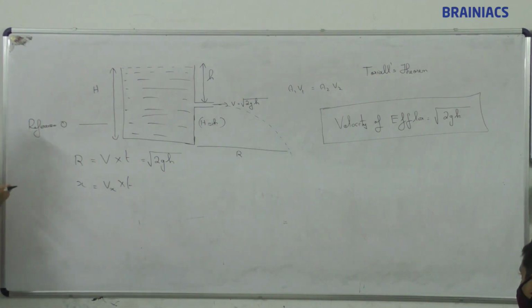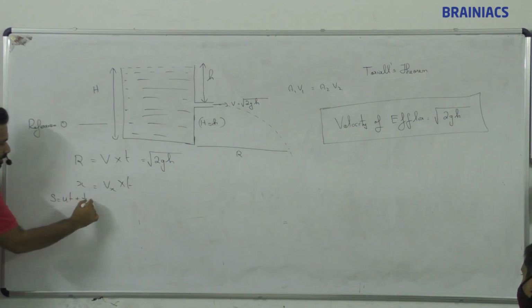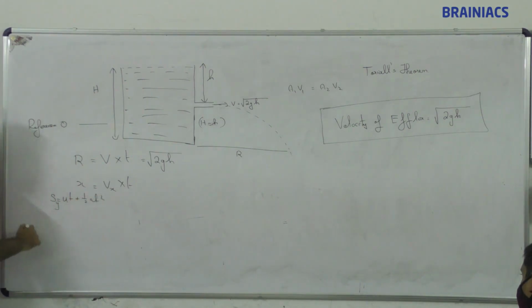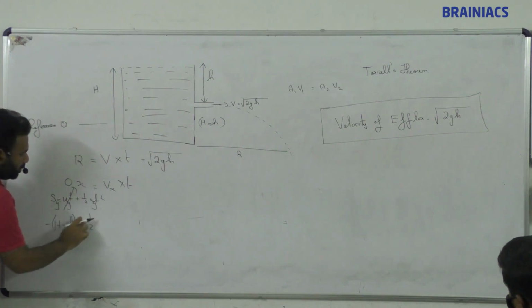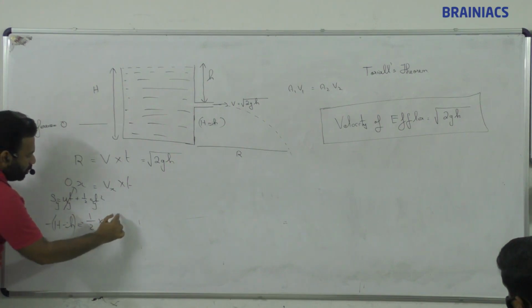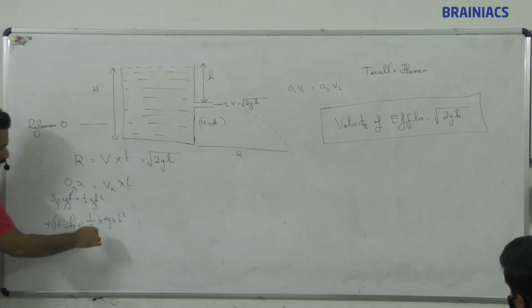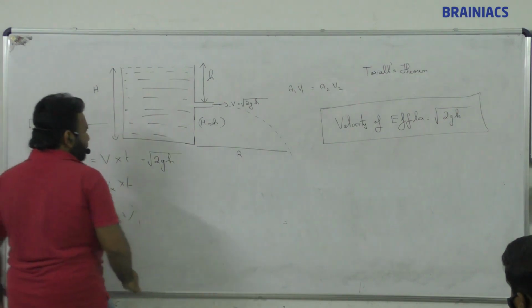Just like previously we have said, S is equal to ut plus half at square, Sy is equal to uy t plus half ay t square. No vertical component of velocity initially. So Sy will be what? H minus h. Since it is downward, we put minus. Then the minus will cancel: minus into half into minus g into t square. So either way it cancels. So what will happen?